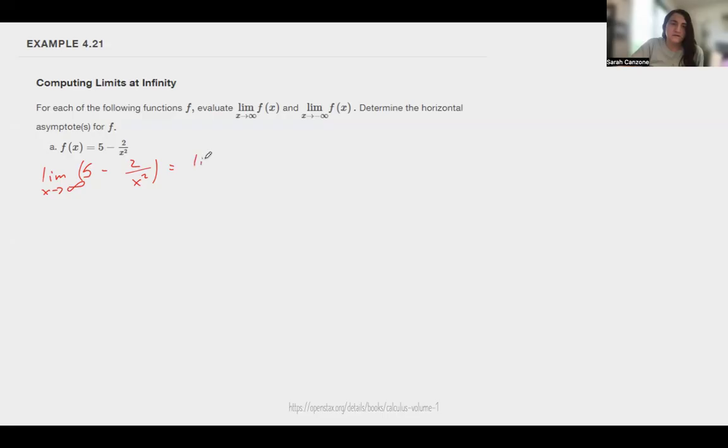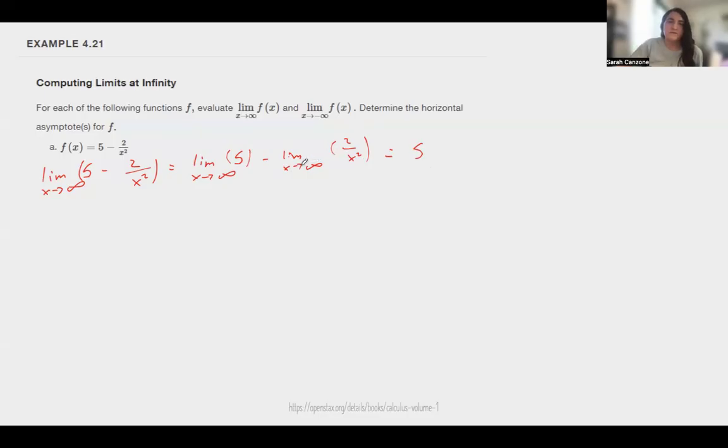So you could actually look at this as the limit as x approaches infinity of 5 minus the limit as x approaches infinity of 2 over x squared. And this helps us a little bit because the limit of a constant, this was also a limit law. If you just have a constant, as you go towards infinity, your constant's not going to change. So this is just going to be 5. Now, this, on the other hand, is going to be something that we'll compute.